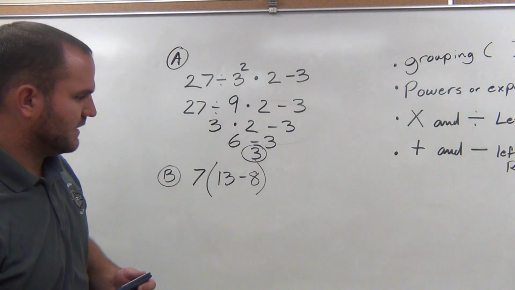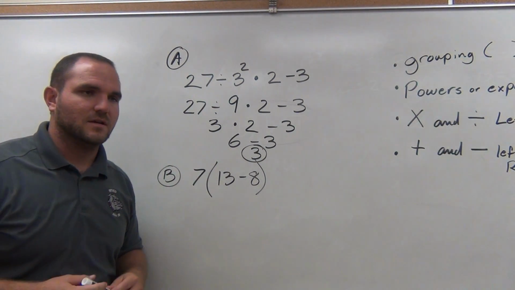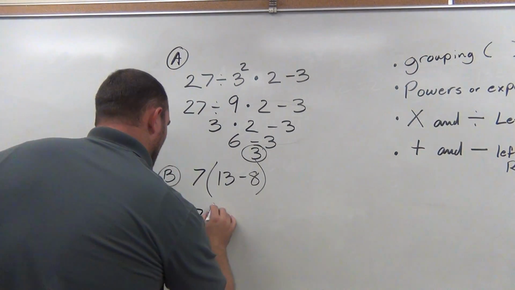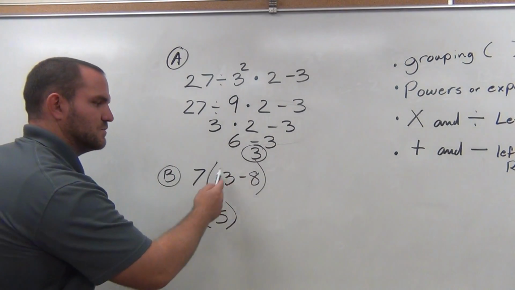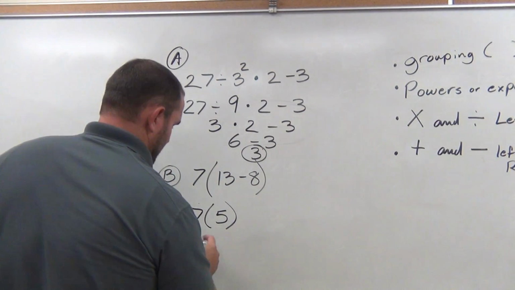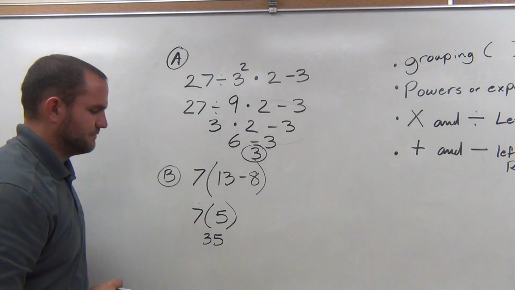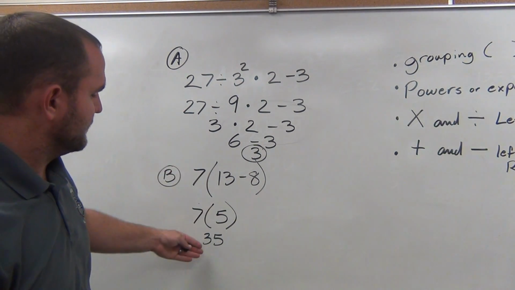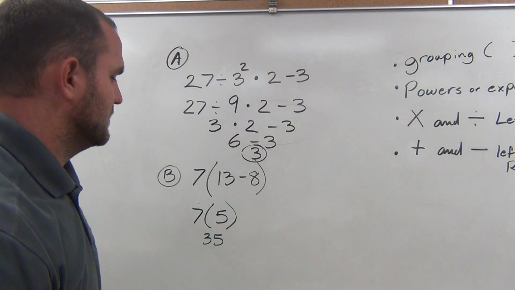All right, and then instead of trying to distribute in that 7, you need to do that. So 13 minus 8 here. Okay, so this would be done first. Now I have 7 times 3, or 7 times 5. Okay, so there you go. 7 times 5, 35, and our first answer was 3.